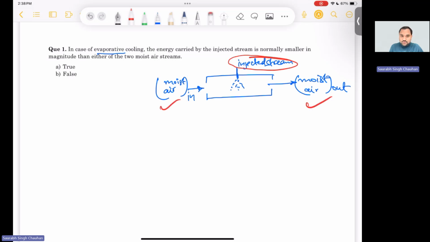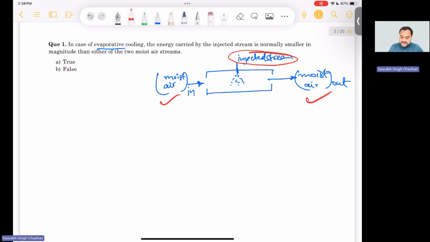So it is saying that the energy carried by this injected stream is normally smaller compared to these two moist streams, and we have to tell whether this statement is true or false. As you know, the energy carried by this injected stream is very small, because there is very little quantity of water which is evaporated. So the statement is true. I hope this is clear and you can move to the next question.